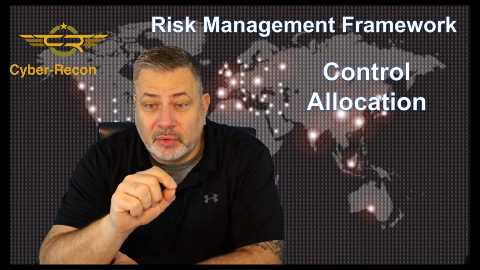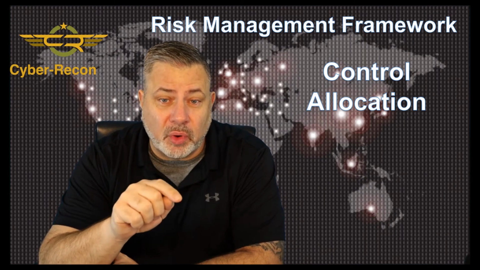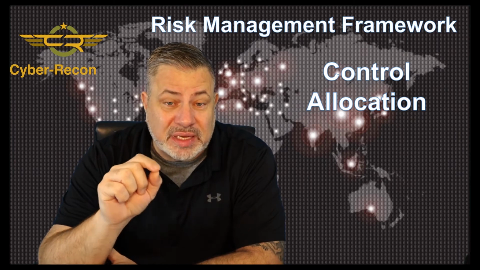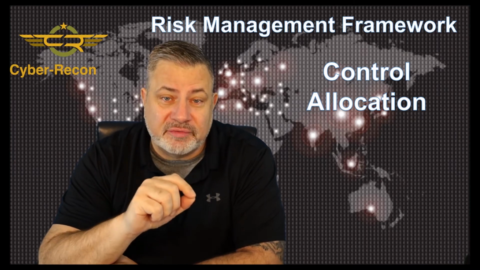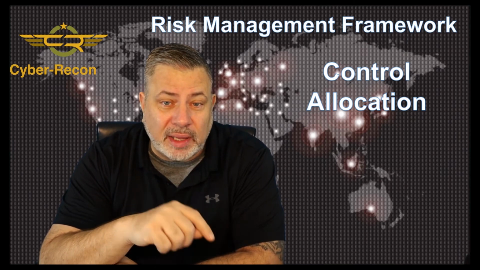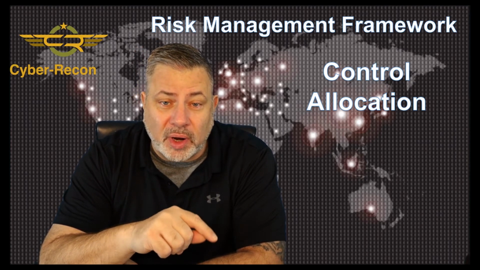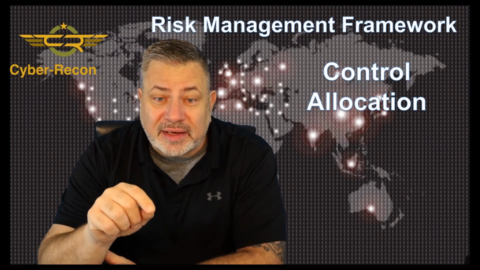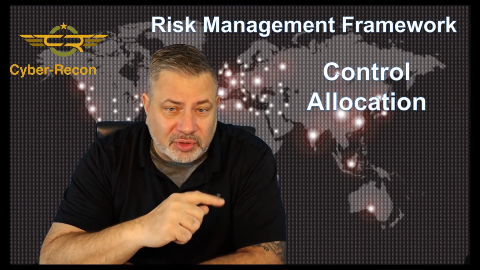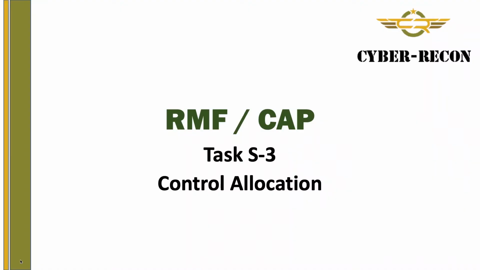Now that you've tailored your control set to match the requirements of your system, it's time to implement those controls on the information system. In control allocation, we walk through where to input the controls, where it's required, and where you can selectively apply the controls. So let's jump into this one. This is task S3, Control Allocation.